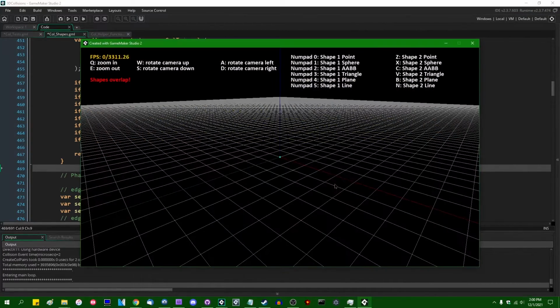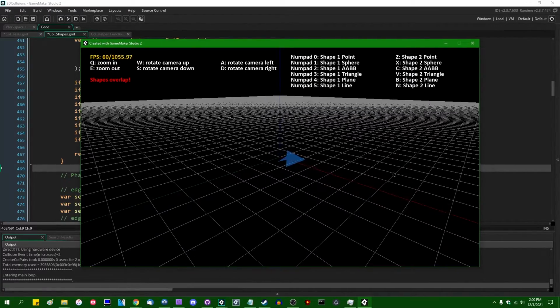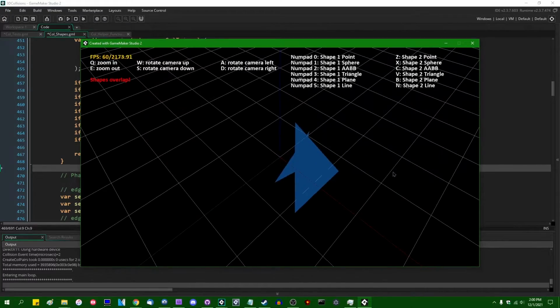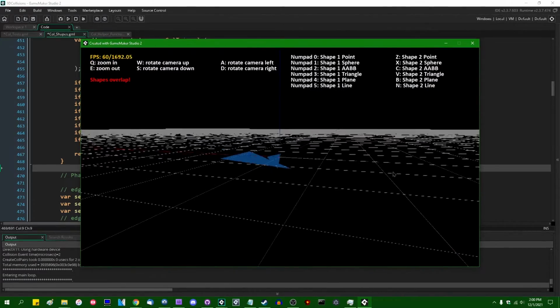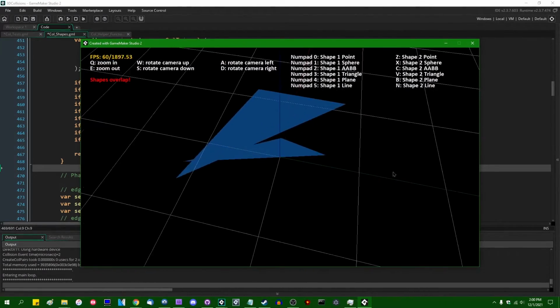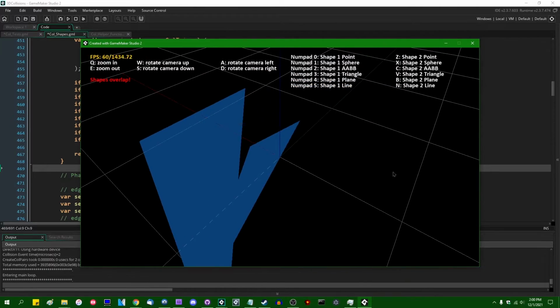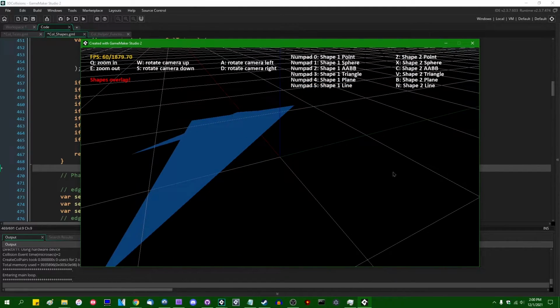I am going to generate two sets of triangles that are lying on the same plane, and let's see if I can generate one of those edge cases here. I can. Okay, barely. You can see these triangles are on the same plane and they are intersecting without any of the points being contained within the other. And collisions are correctly being detected here.